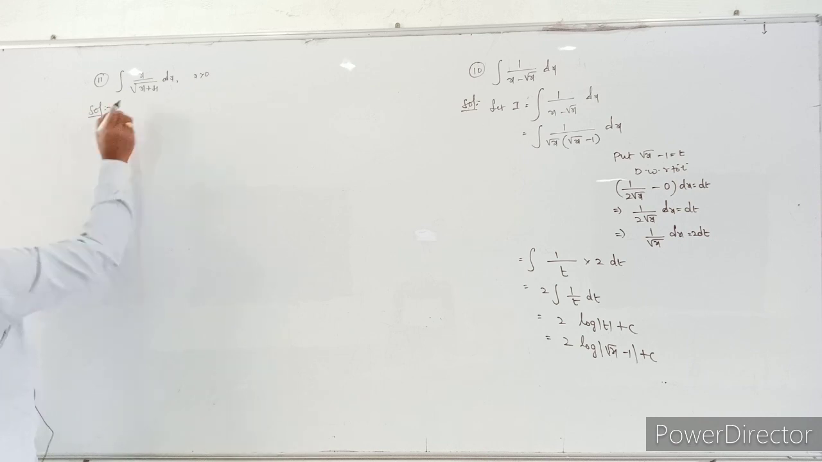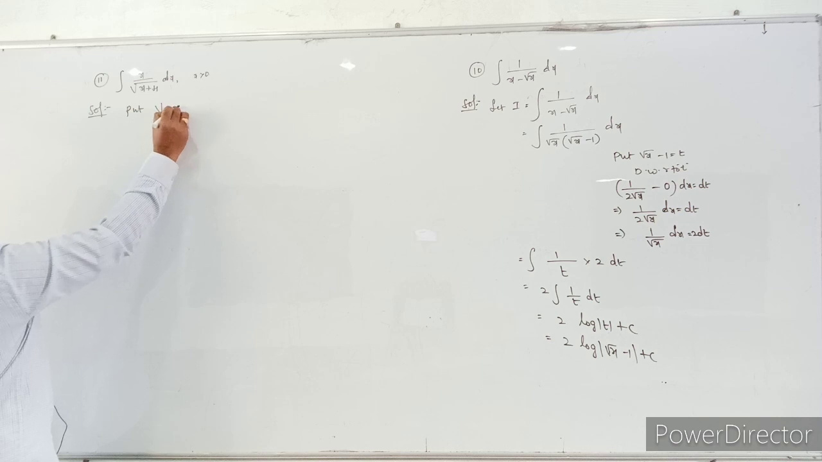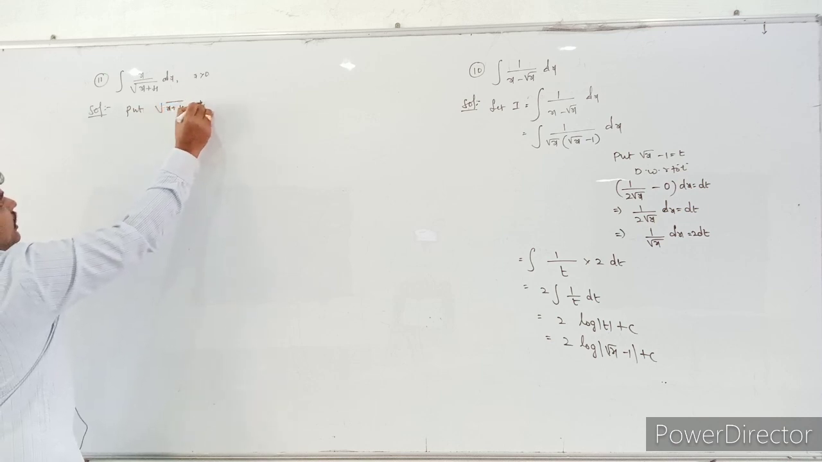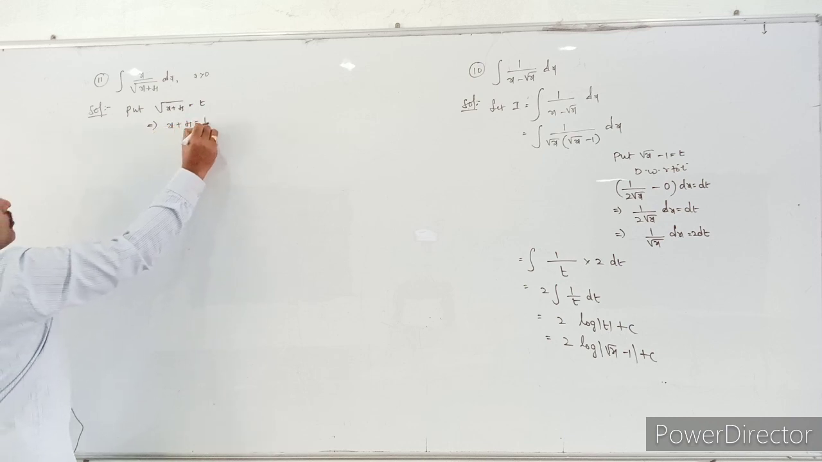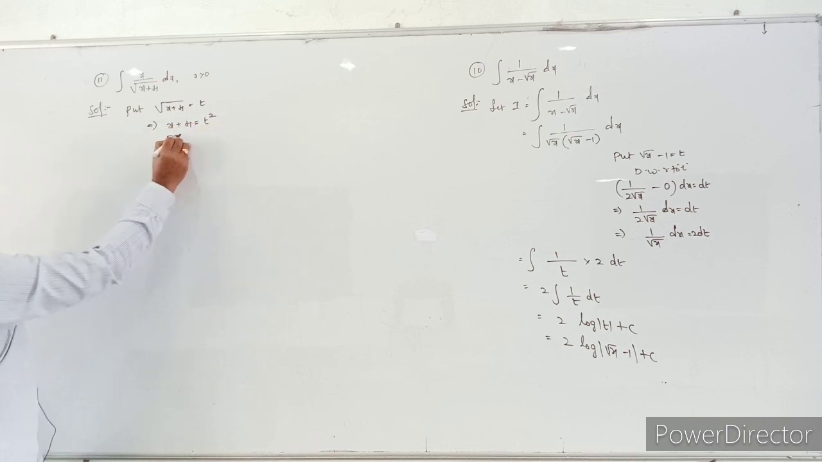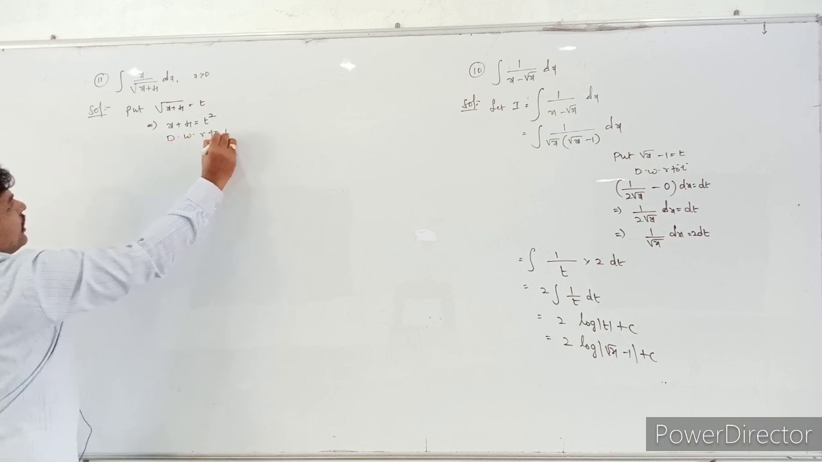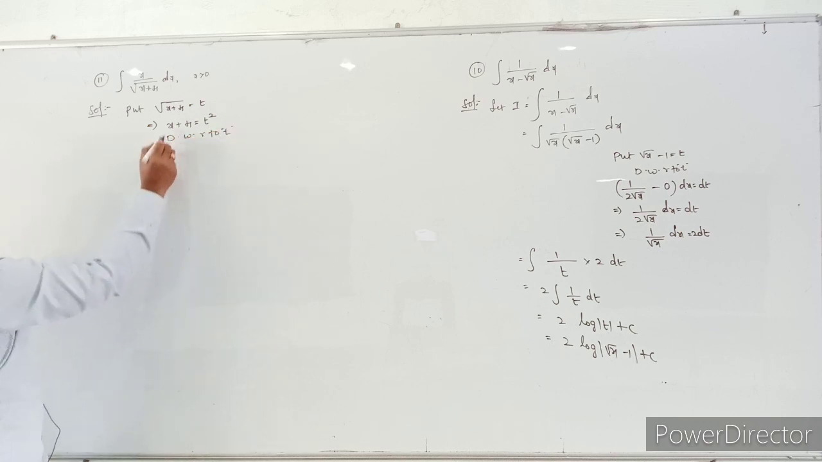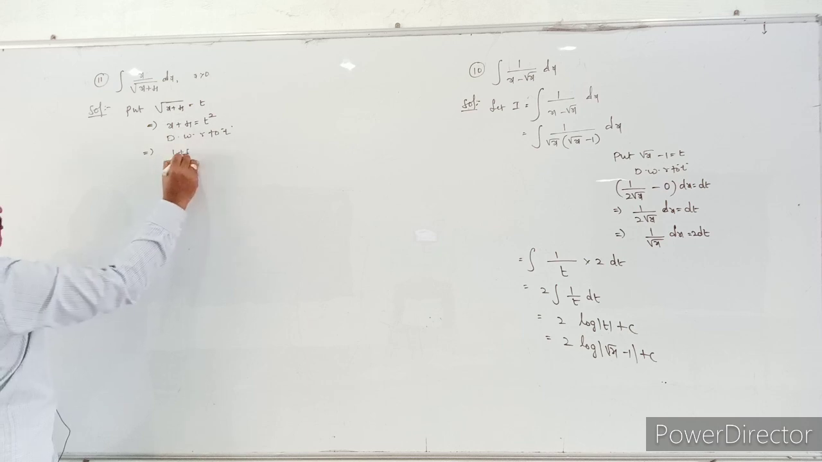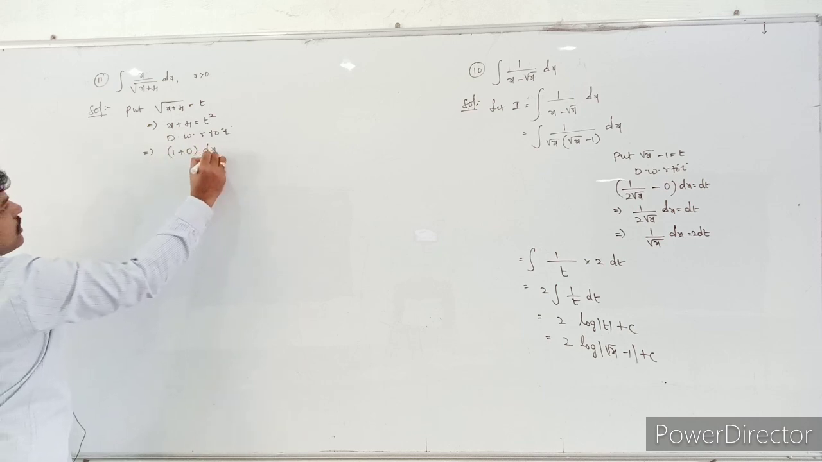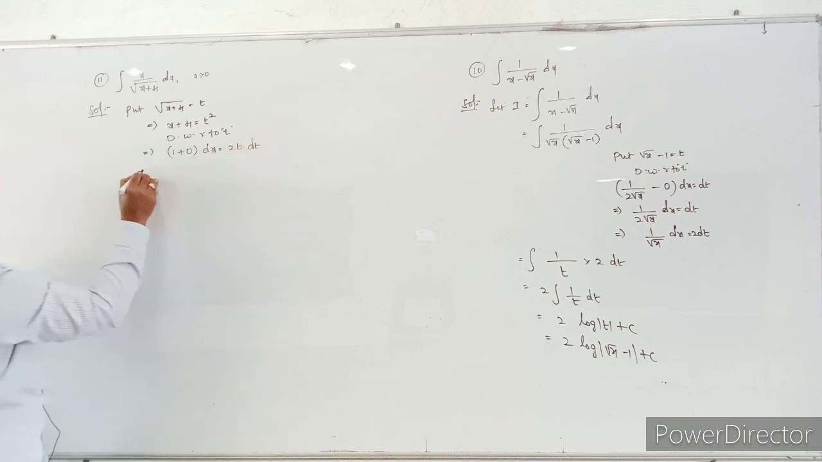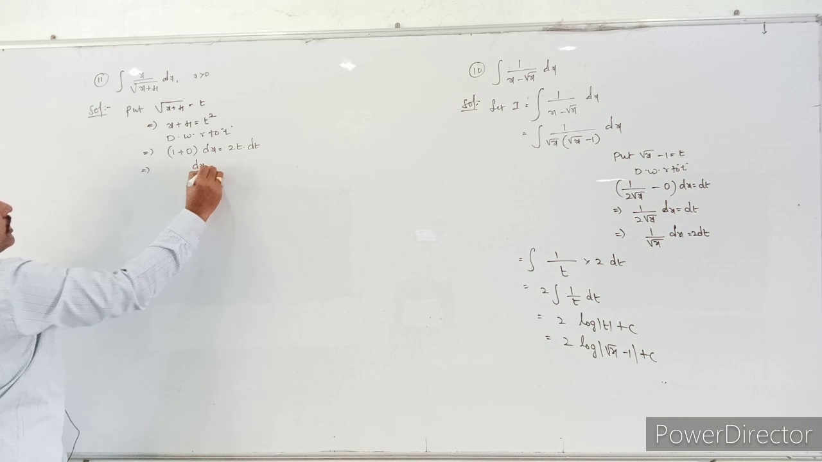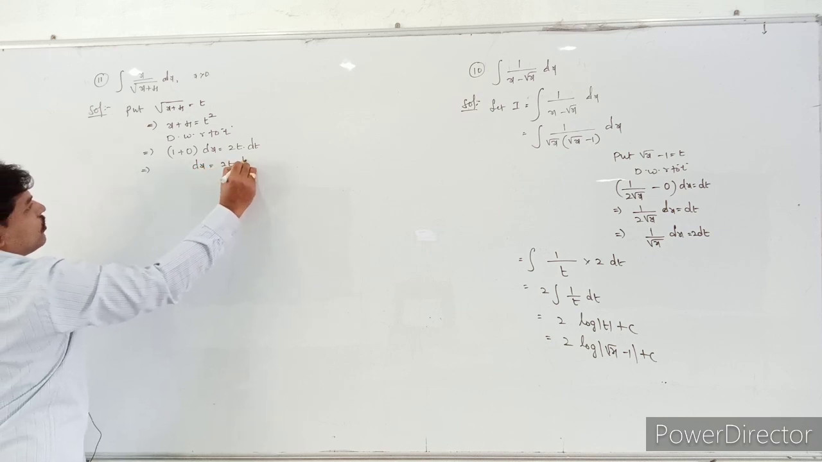First, put under root value, root of x plus 4 is equal to t. Squaring on both sides, x plus 4 is equal to t square. Differentiate with respect to t. So 1 plus derivative of 4 is 0 into dx is equal to t square derivative, which is 2t into dt. That implies dx value is nothing but 2t into dt.